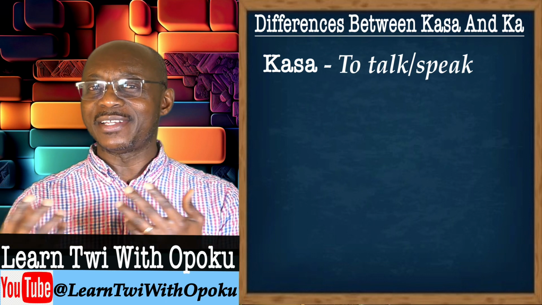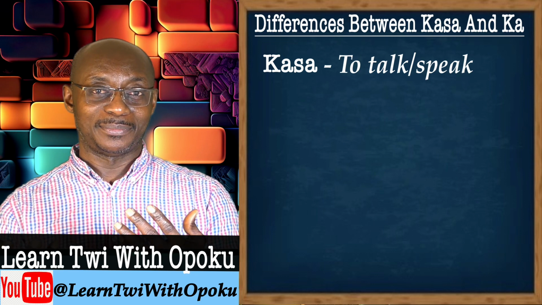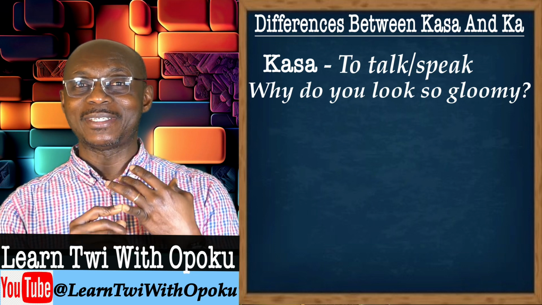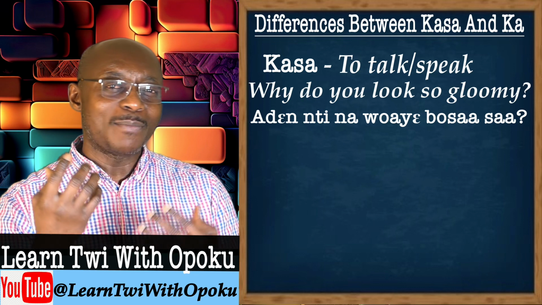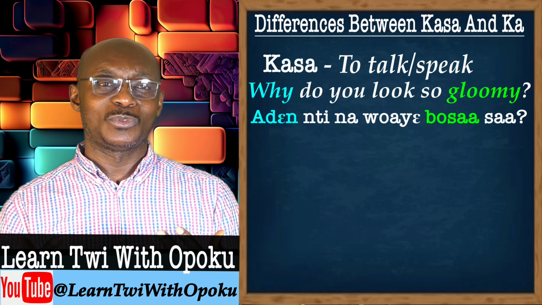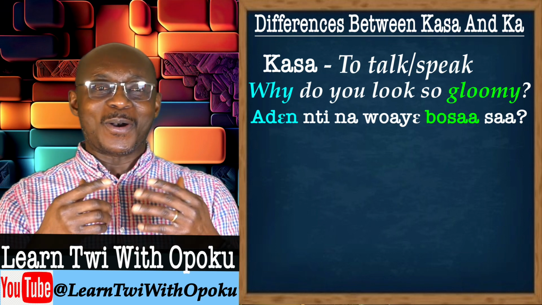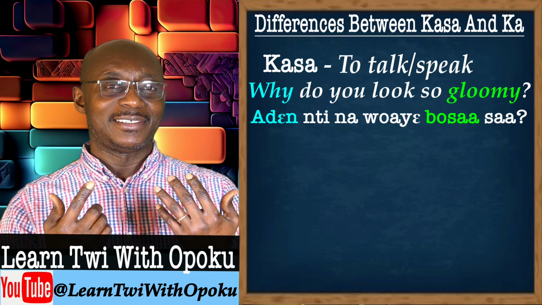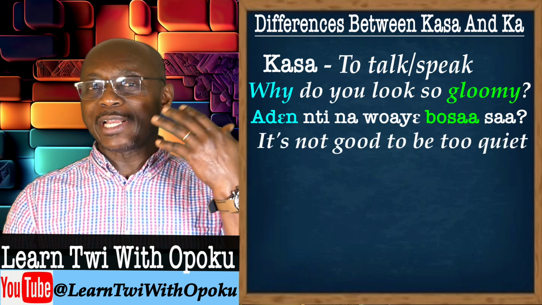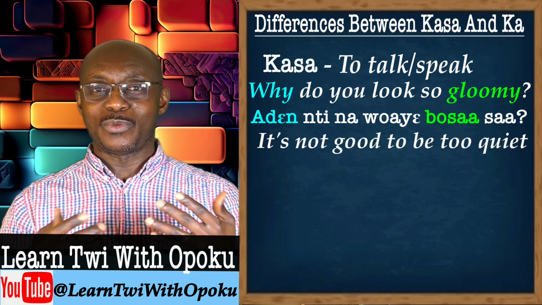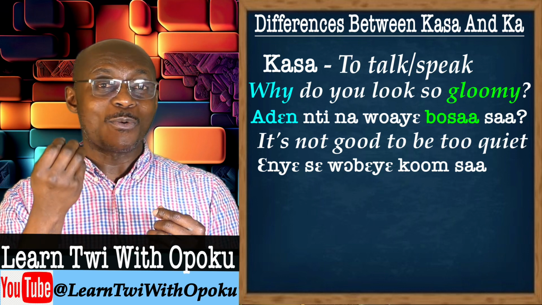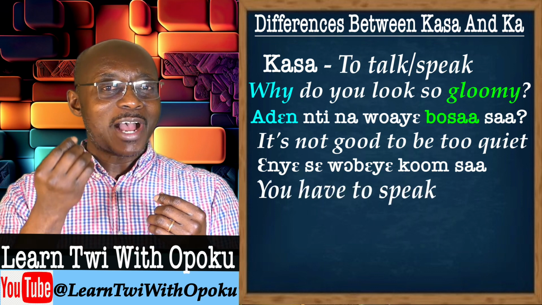Speak and feel better. Talk to me. How do you say these phrases or sentences in Twi? First, why do you look so gloomy? In Twi, you will say, Adenti na waye bosansa. Why do you look so gloomy? Or why do you have such a pale face? Adenti na waye bosansa. For it's not good to be too quiet, we will say, Enyese ubeye kum sa.